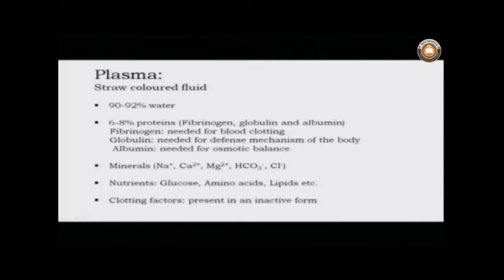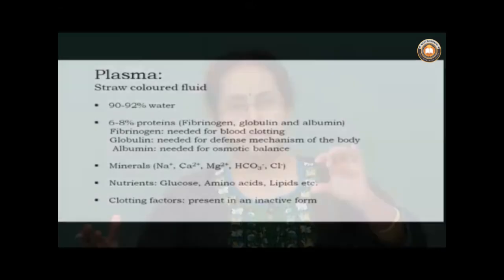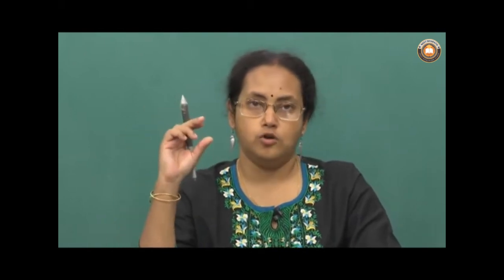So, first let us begin with plasma. Plasma is what remains if you remove all the cellular components or the formed components of the blood. If you put a little bit of your blood in a machine called a centrifuge, which spins it at a very high speed, what remains at the bottom is the cells, and what remains at the top is a clear liquid which is called the plasma.